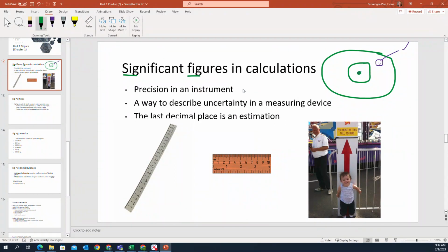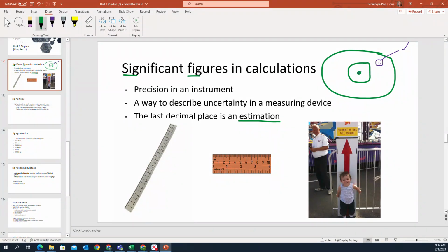It's kind of like the more Sig Figs, the more precision is inherent in the instrument, but it's different than accuracy. This is also a way to describe uncertainty in a measuring device, because the last decimal place of any number that you're given is going to be your estimation. You're just going to do your best. You read out every single number that you have on the tool, and then you give an estimation for the last. This depends on how precise your instrument is. Again, accuracy is calibration, precision is inherent in the instrument.